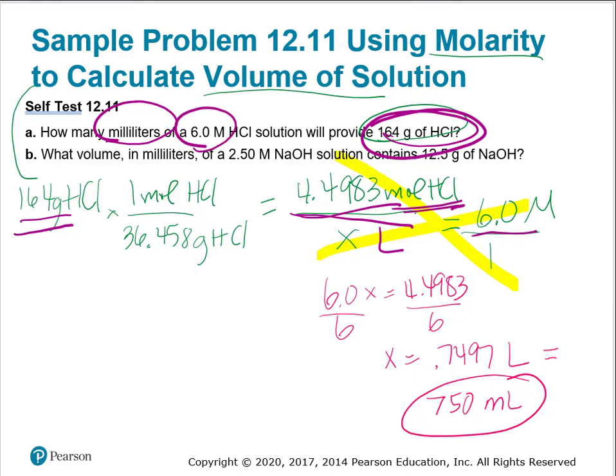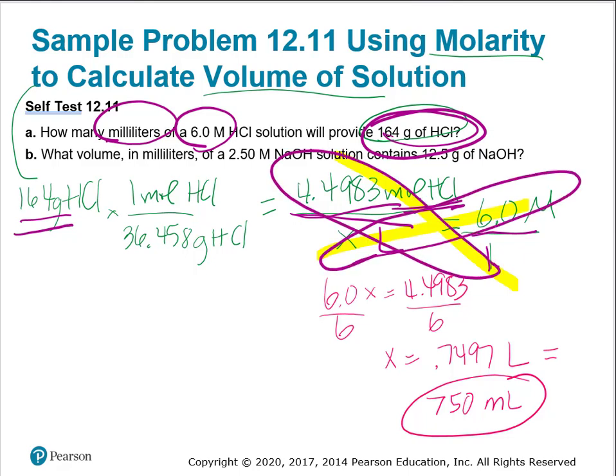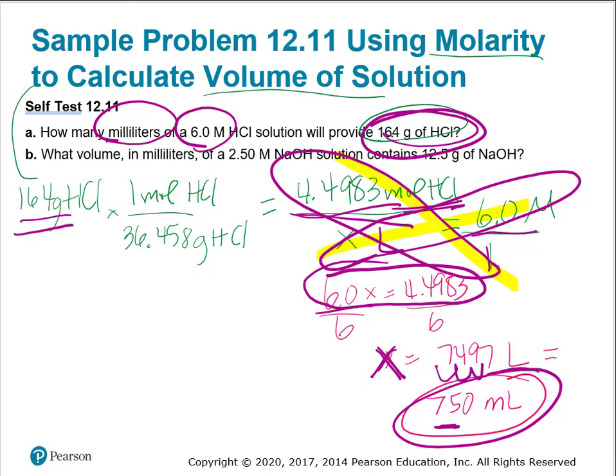So I did 6, and I just put it over 1 to help me with my cross multiplying. So 6 times x is equal to 4.4983 times 1. So that is where I went next, divided both sides by 6 to get x by itself, which is my liters. We wanted milliliters though, so I just times it by 1,000. 749.7 milliliters, but we only need 2 significant figures. So I rounded to 750 milliliters for letter A.